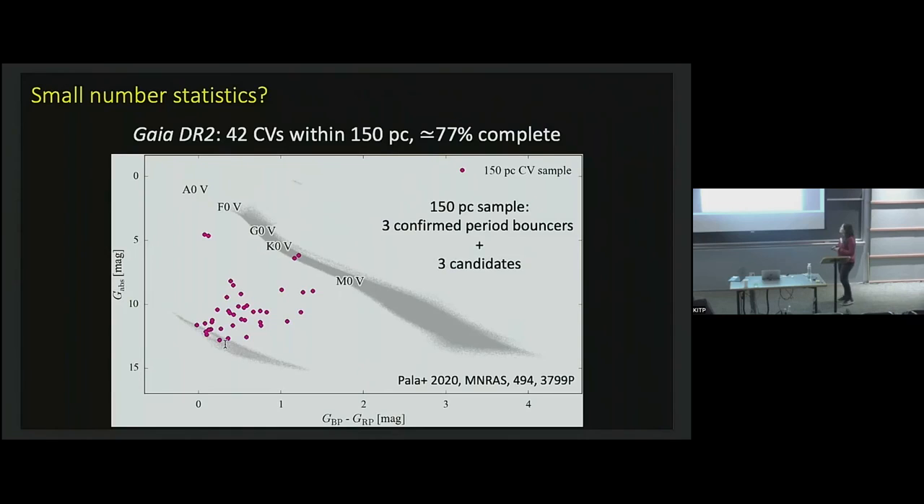That's a possibility, and as you can guess from the title of my presentation, if we want to solve this issue, we need to study a larger sample and explore bigger volumes. So we should go larger and go to 300 parsec.